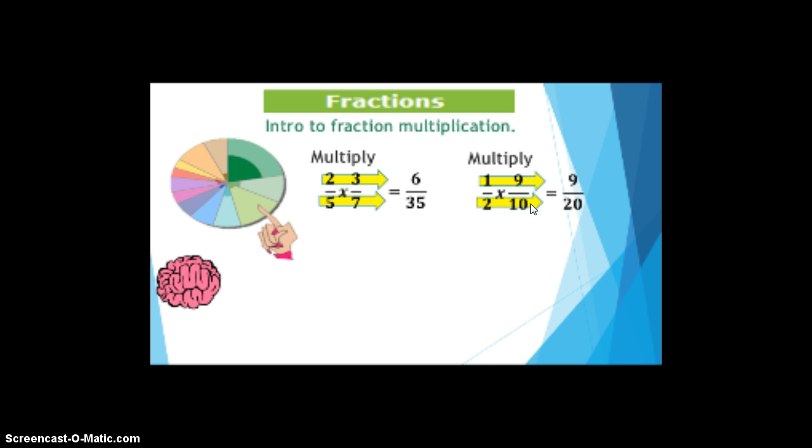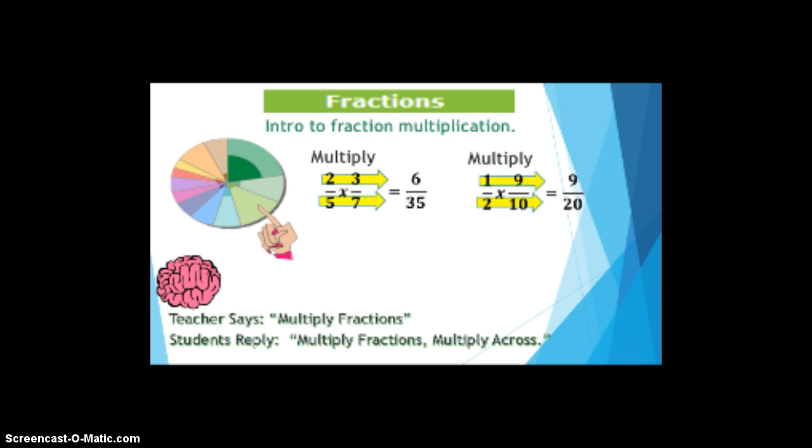be helpful for you to have a transition, something that you might have students say and move to. When you are transitioning from one activity to another, you can say, "Multiply fractions," and the students will reply, "Multiply fractions, multiply across." At the same time, they can have the movement where they crouch down and cross their arms, and then have a karate chop out to the side.